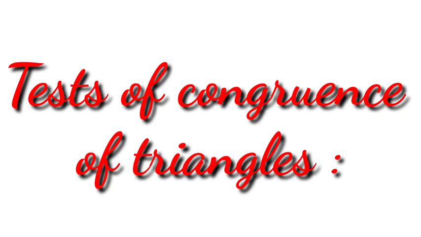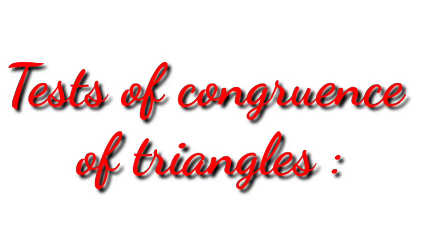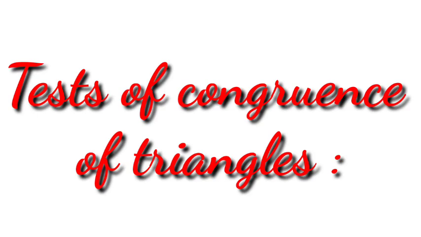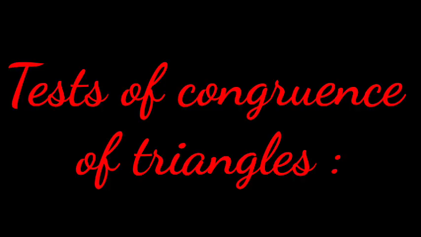Dear students, to show that a pair of triangles is congruent, it is not necessary to show that all six corresponding parts of the two triangles are congruent. If three specific parts of one triangle are congruent with the three corresponding parts of the other triangle respectively, then the remaining three corresponding parts are also congruent with each other. It means the specific three parts ascertain the test of congruence. Now let's learn test of congruence.